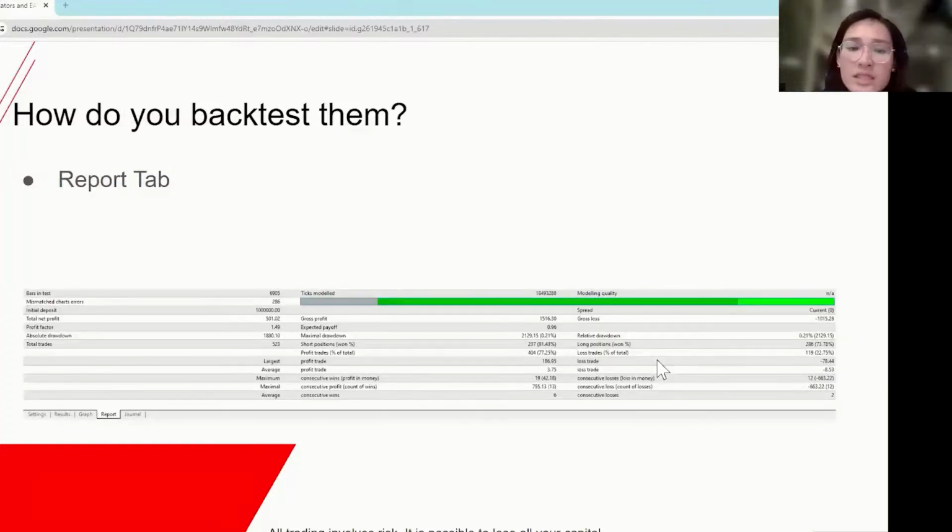Okay, and lastly would be your report tab. Yeah, so you can see it's basically a summary of your trades. So your profits, your losses, number of long positions won, short positions won, and so on and so forth.